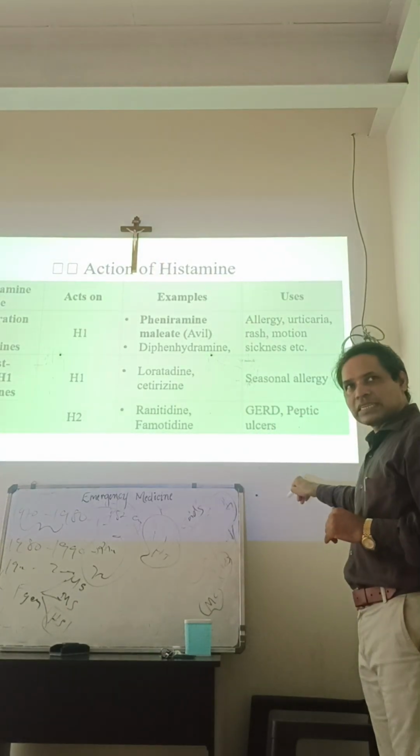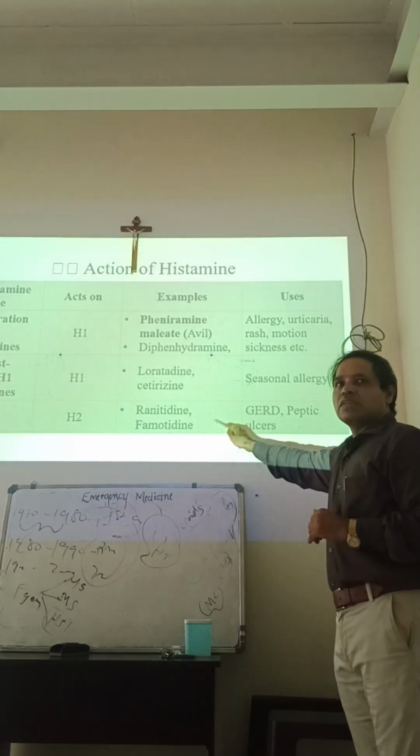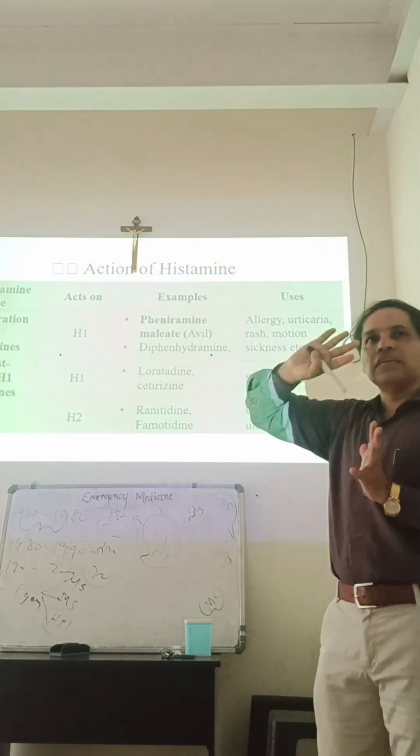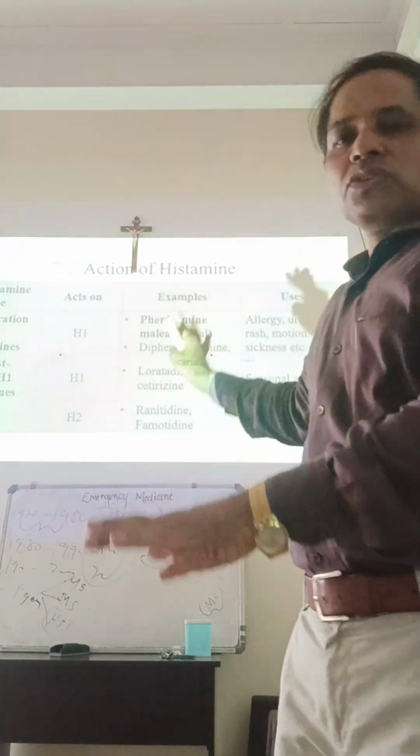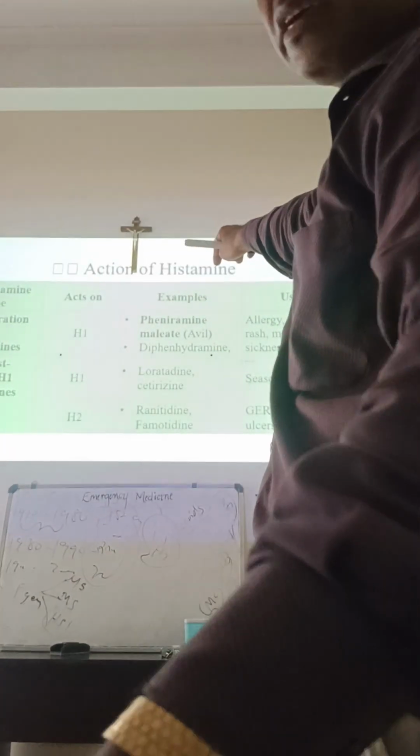Because they are going to reduce gastric secretion. Ranitidine, famotidine, they come under H2 blockers, which come under the GIT system. Here we are talking only about allergy. So we stick only to the antihistamines like Avil, pheniramine.